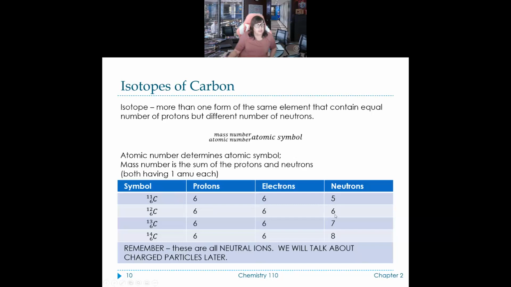We can do that kind of analysis for each of these. We'll have 5 neutrons here, 6 here, 7 here, and 8 here. So 11 minus 6 is 5, 12 minus 6 is 6, 13 minus 6 is 7, and 14 minus 6 is 8. That's how we know how many neutrons are in each of those isotopes. So an isotope is something that differs only in the number of neutrons that it has.